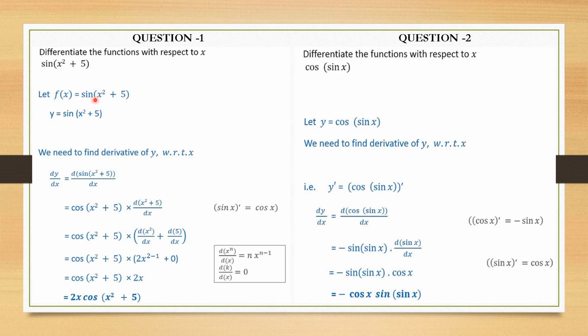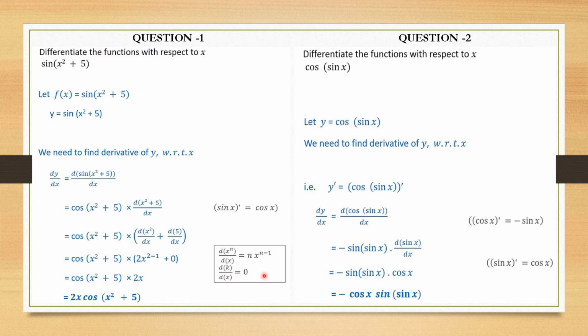First I'll take the derivative of the outer sine, so it will be cos of x square plus 5. And then what is inside? d/dx of x square plus 5. So it will be cos of x square plus 5 into d/dx of x square plus 5. What is d/dx of x square? It is 2x, 2 minus 1, that is 2x. And the constant's derivative is 0. So it becomes a product, and it turns out to be 2 times x cos of x square plus 5.